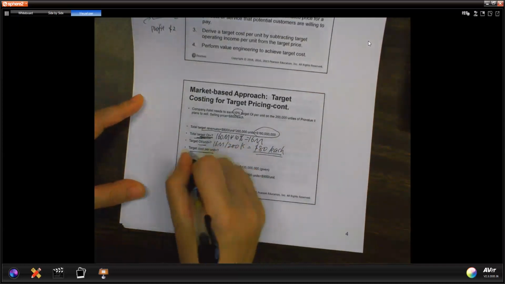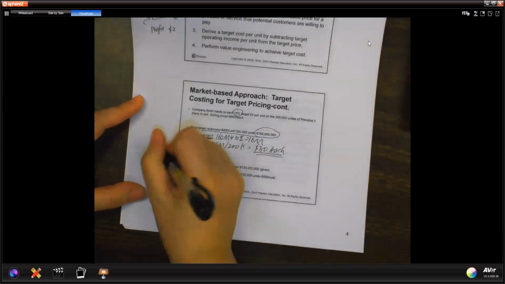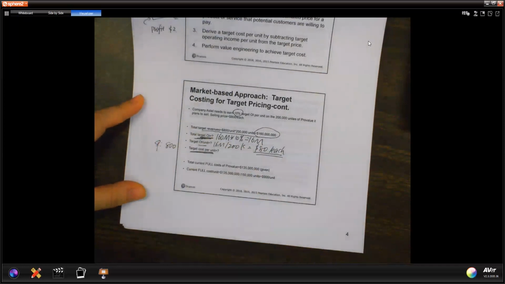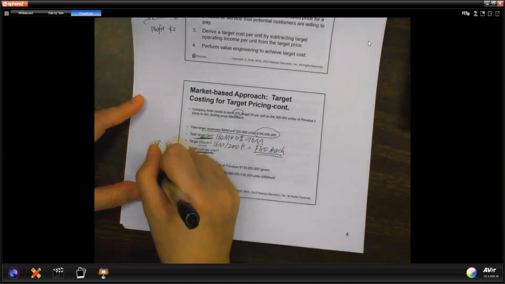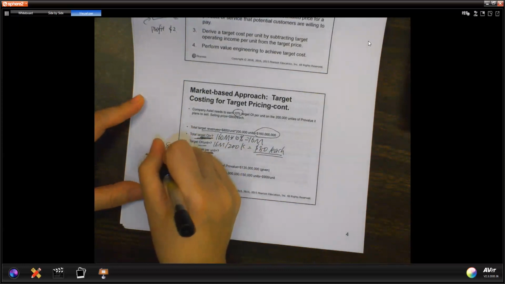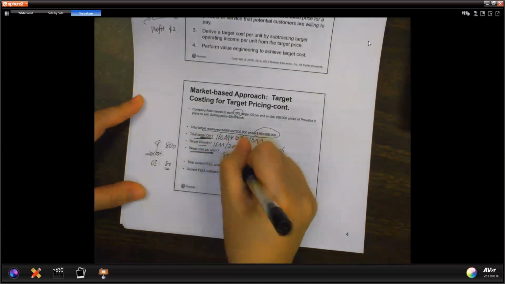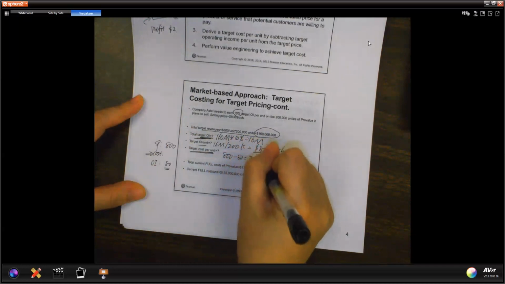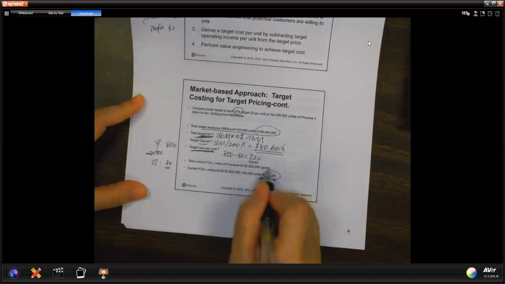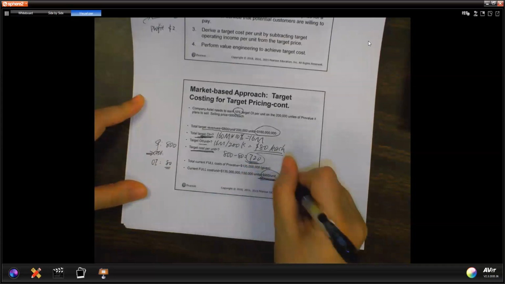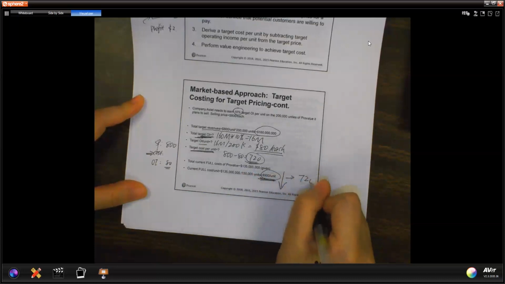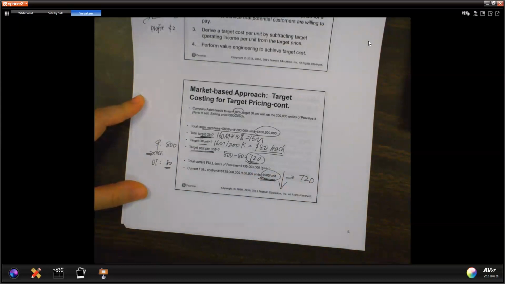So your cost then will be: your selling price is already set, the market said you can only sell at $800. And then you want the operating income to be $80 each. Then you derive your target cost as 800 minus 80, which gives you 720. Your current cost is 900. So your goal is to decrease your cost from 900 to 720 by doing value engineering.